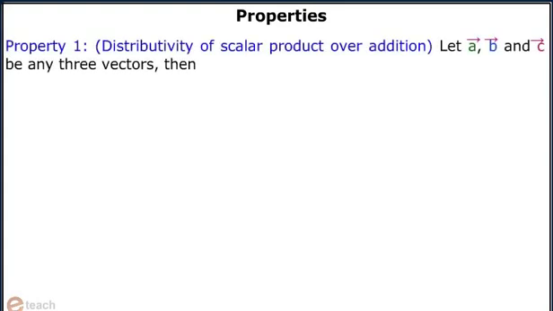Property. Let us see some of the properties followed by dot product of two vectors. Property 1: distributivity of scalar product over addition. Let us take three vectors a vector, b vector and c vector. Then we can say that a vector dot b vector plus c vector equals a dot b vector plus a dot c vector.